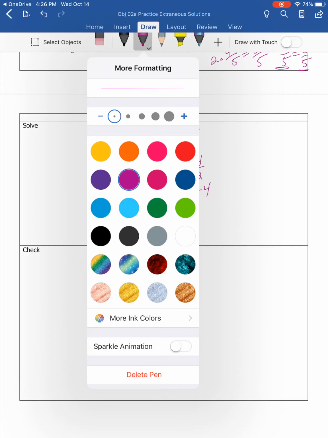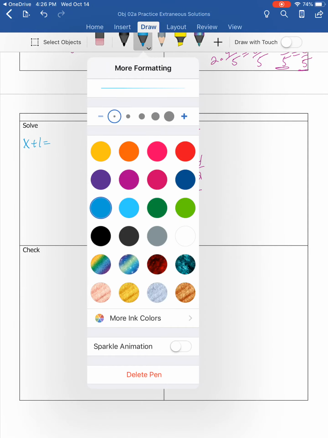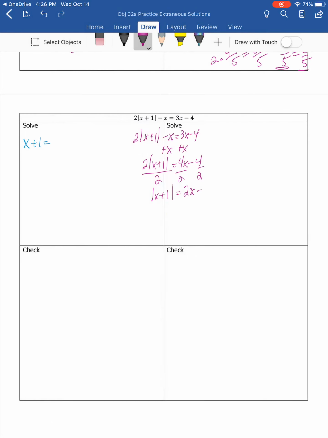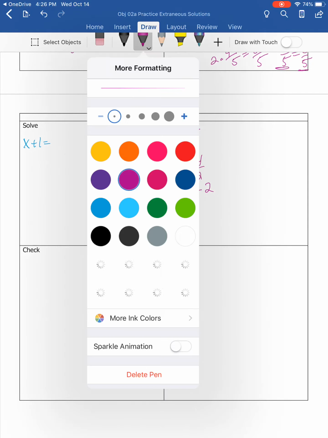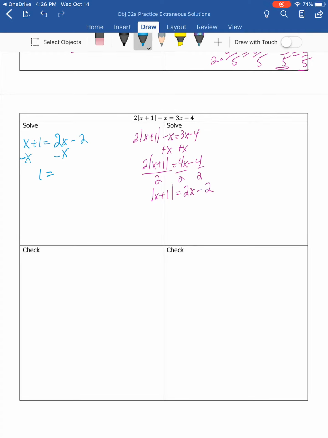So I'm actually going to change my colors a little bit. So I have either x plus 1 is equal to, oh, geez Louise, cannot be making these mistakes. This should be 2. Okay. 2x minus 2. Minus x, 1 is equal to x minus 2, add 2, x is equal to 3.